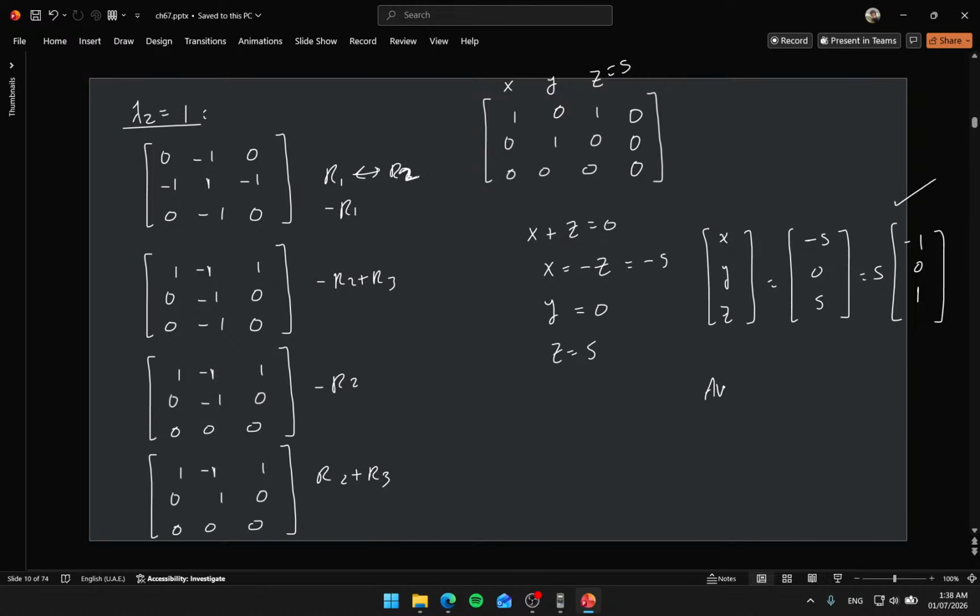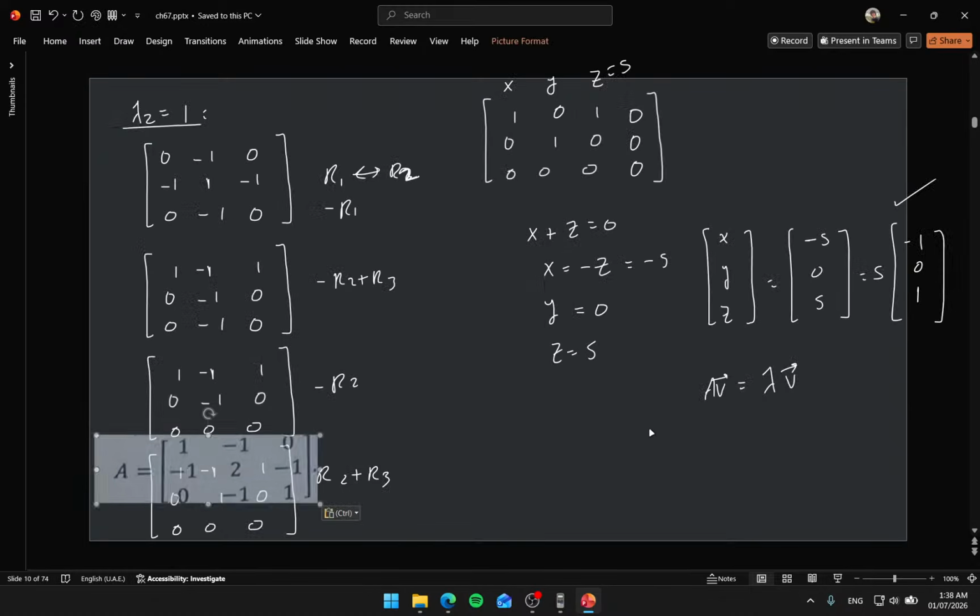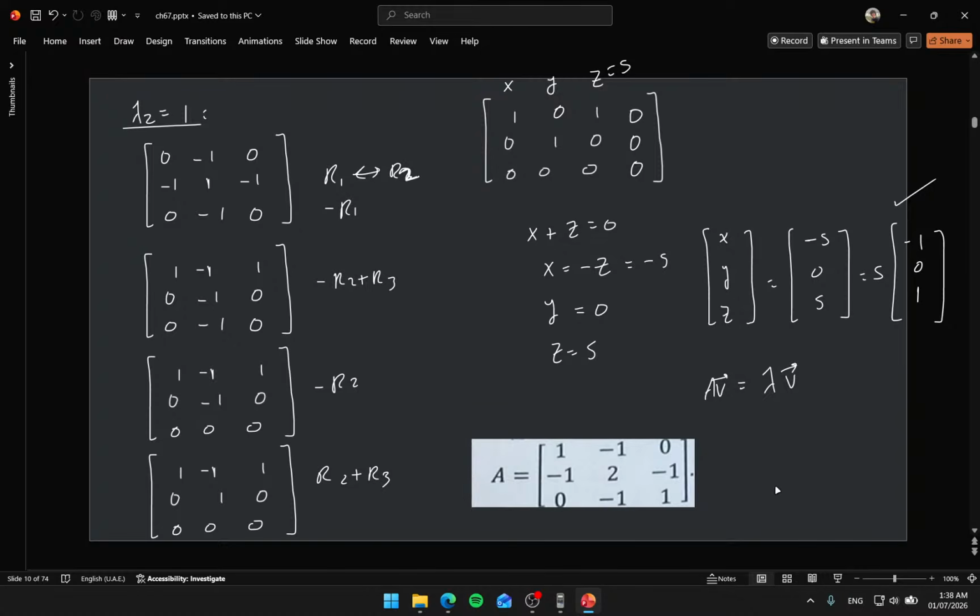Now you have to check it. AV equals lambda V. A is this. So let's check. Negative 1 times 1 plus 0 times negative 1 plus 0 times 1. It's negative 1.